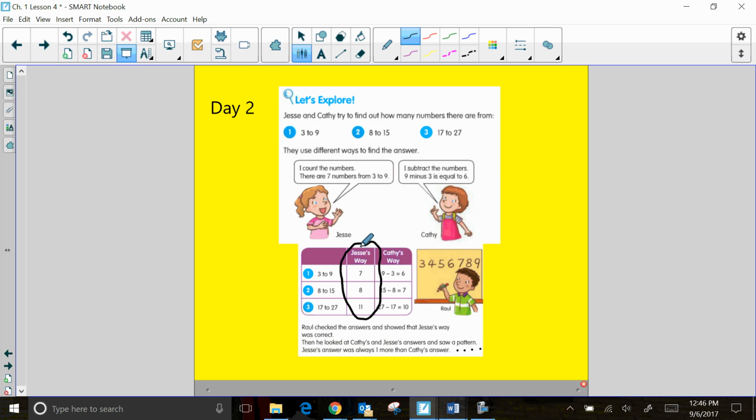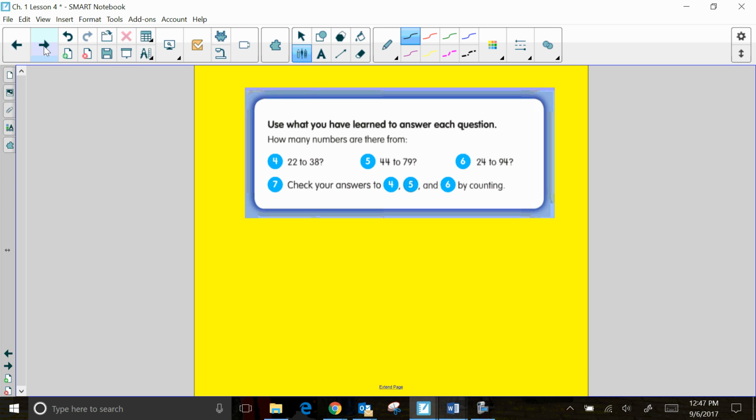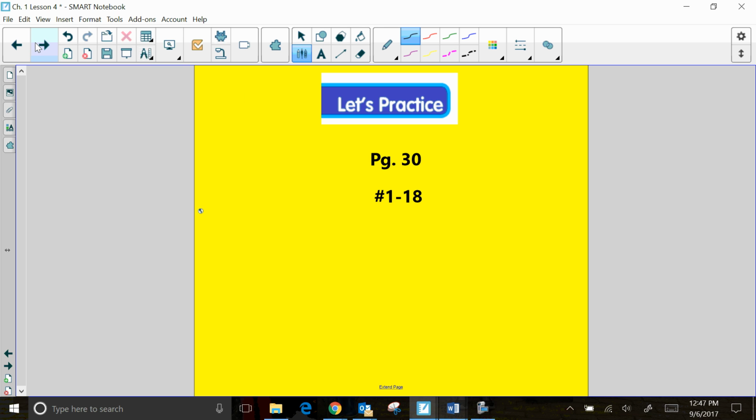It's because Jessie included all of the numbers, starting with number 3 when she counted on her fingers. Don't forget to count starting at the number we're counting on from. So use what you've learned to answer each of these questions. Check your answers to 4, 5, and 6 by counting. So start with 22 and end when you get to 38. And now we're ready for the Let's Practice page.